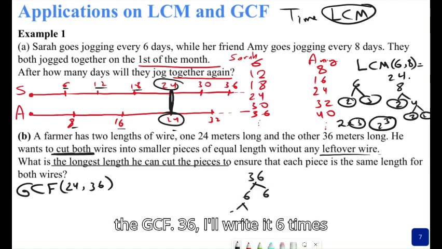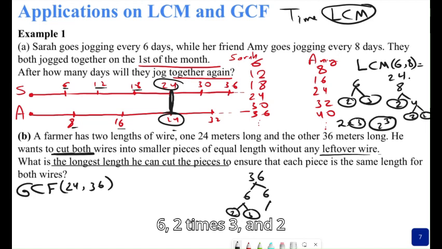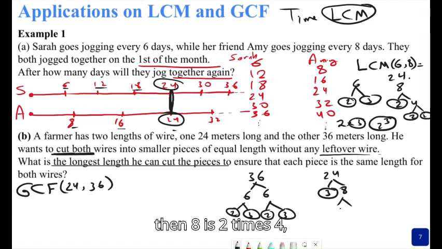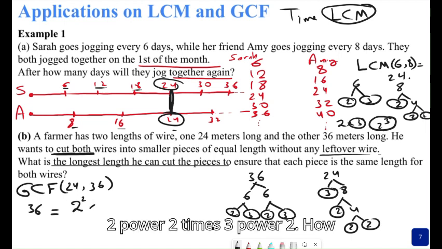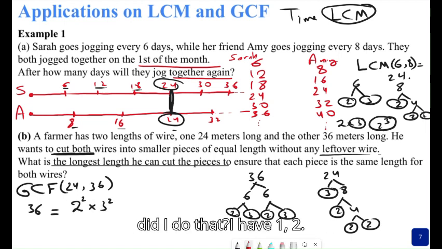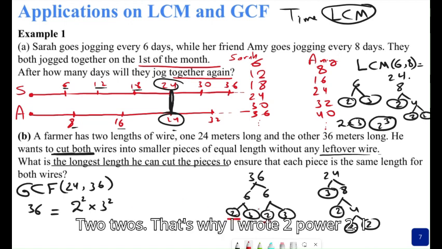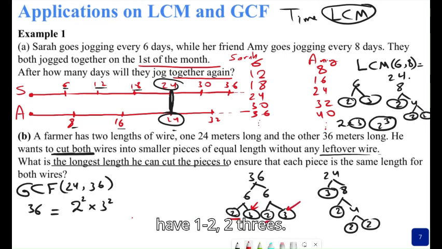36, I'll write it 6 times 6, 2 times 3, and 2 times 3. 24 is 3 times 8, then 8 is 2 times 4, and 4 is 2 times 2. Now, I write like this: 36 equals 2 power 2 times 3 power 2. How did I do that? I have 1, 2, two twos. That's why I wrote 2 power 2. I have 1, 2, two threes. That's why I wrote 3 power 2.